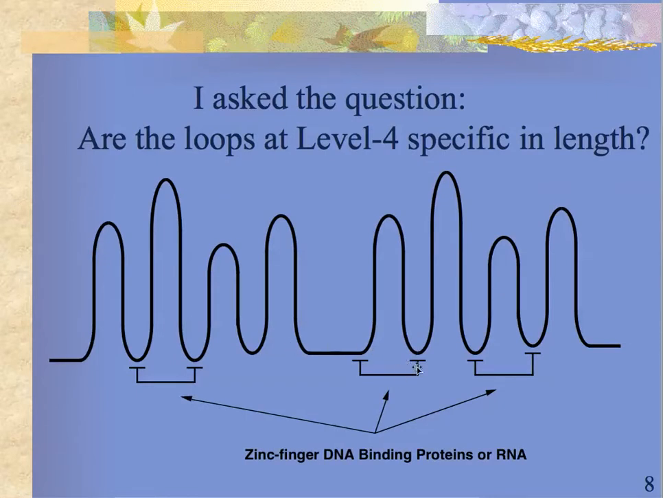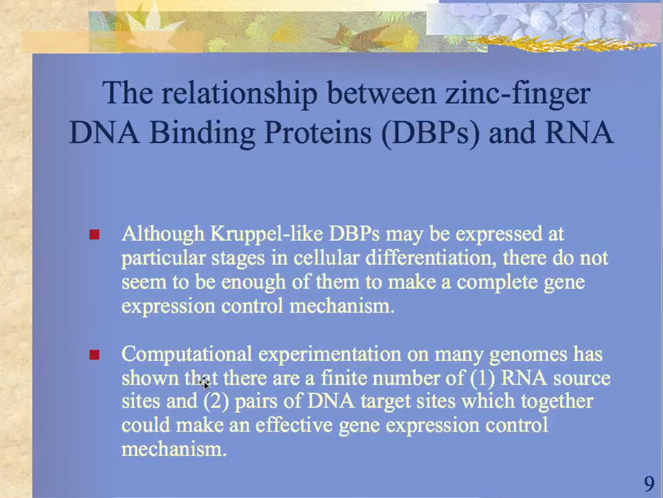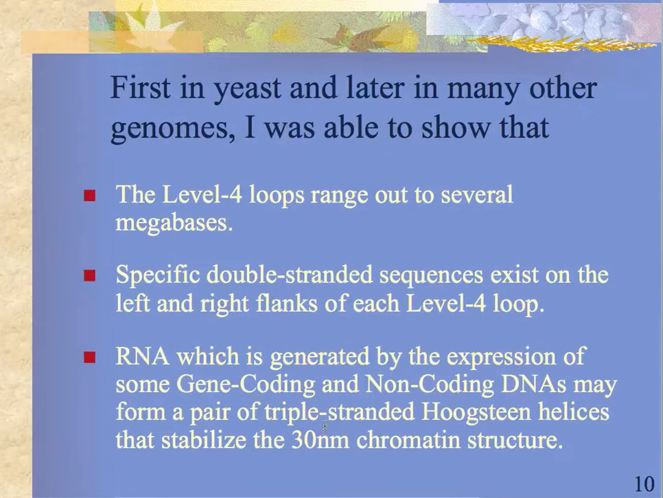I've been designing zinc-finger DNA binding proteins and got a patent for that, and so I tried to think about how these zinc fingers could be applied to closing these loops. The trouble is that there aren't very many of these DNA binding proteins. They're expressed at different levels of cellular differentiation, but there just don't seem to be enough of them. So I did some computational experimentation to show that there are a finite number of sources of RNA and then pairs of DNA target sites, which together could make an effective gene expression control mechanism. First in yeast, and then later in many other genomes.